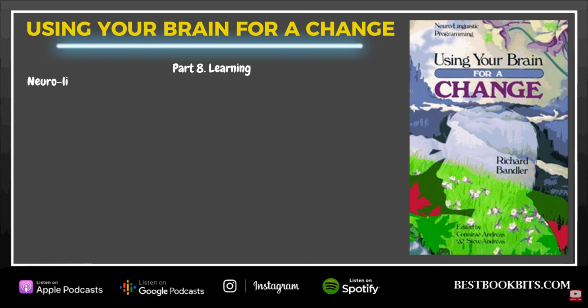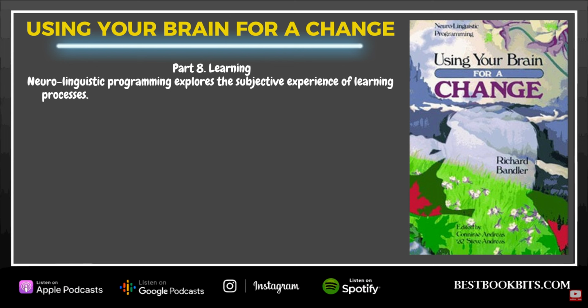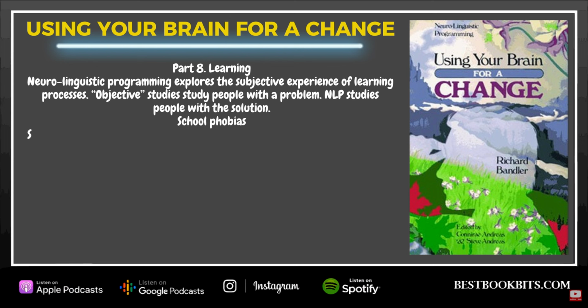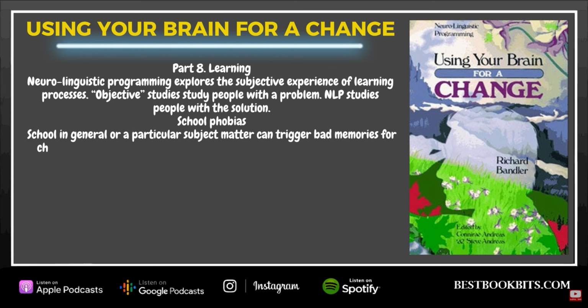Part 8. Learning. Neurolinguistic programming explores the subjective experience of learning processes. Objective studies study people with a problem. NLP studies people with the solution. School phobias. School in general or a particular subject matter can trigger bad memories for children after a bad experience. It is difficult to learn when you feel bad.